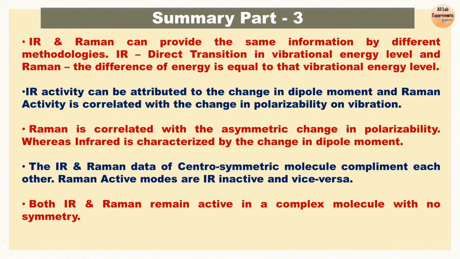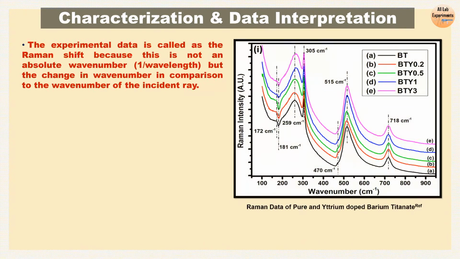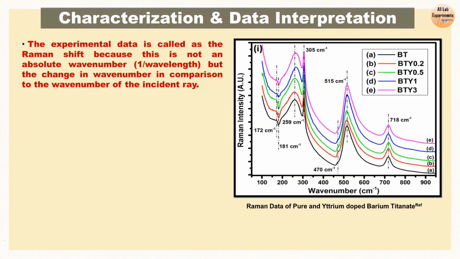By now, we have learned a lot about this technique, the science behind it, what the normal modes are, and the basic difference between IR and Raman. Now, in this part, we are going to discuss data interpretation. So, how do we characterize this and how do we interpret its data? The data, the intensity, that we observe here, we call a Raman shift because this is not an absolute wave number.